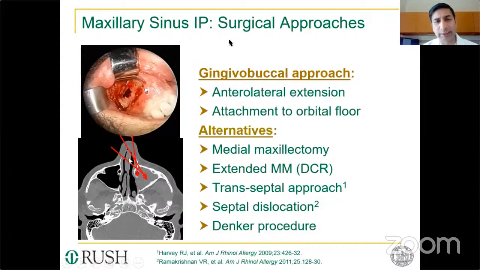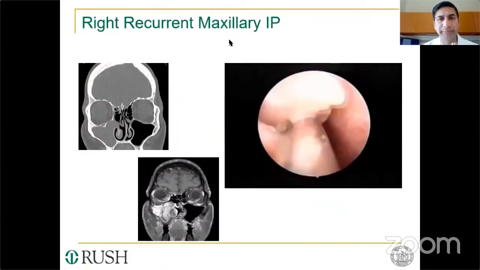People have described the transeptal approach, even a septal dislocation approach, which is the only approach on this list I have not done, or a Denker's approach where you can remove the entire medial wall, which can also work quite nicely for anterior wall tumor attachment.